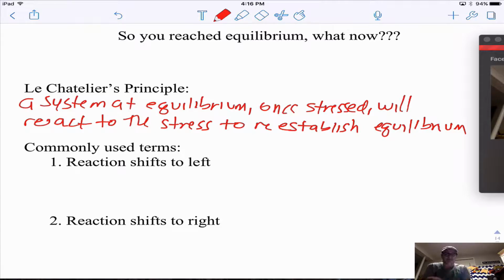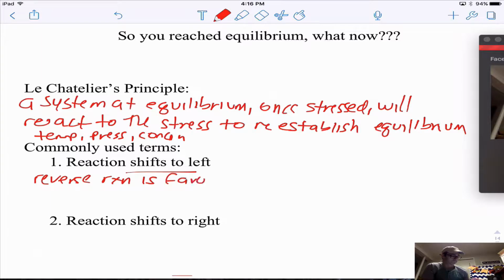So what are the terms that we use? Well, we use the term stress, and the stress could be temperature, pressure, or concentration. And then we use the term shift. And what a shift means, if we shift to the left, this means that the reverse reaction is favored. It also means that we will increase the concentration of reactants while decreasing the concentration of products.